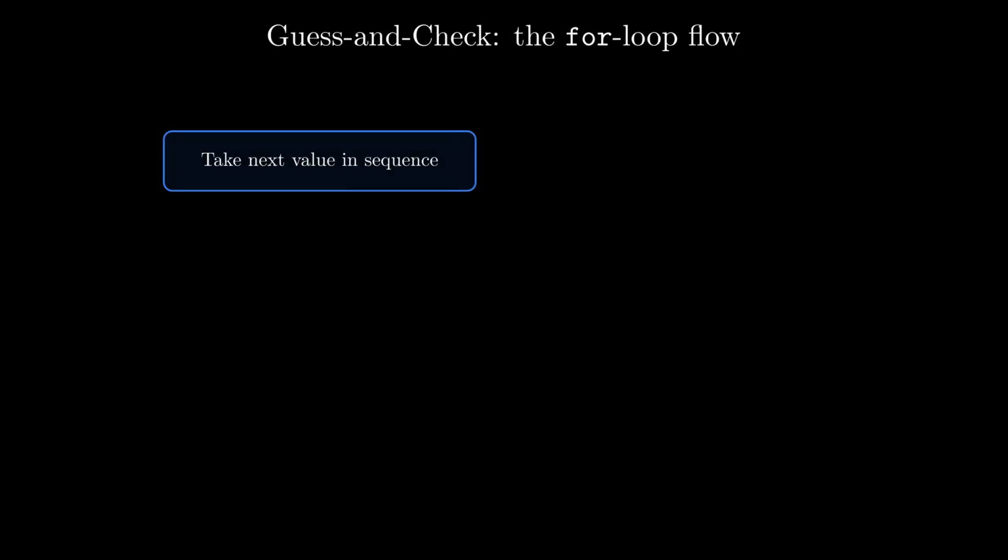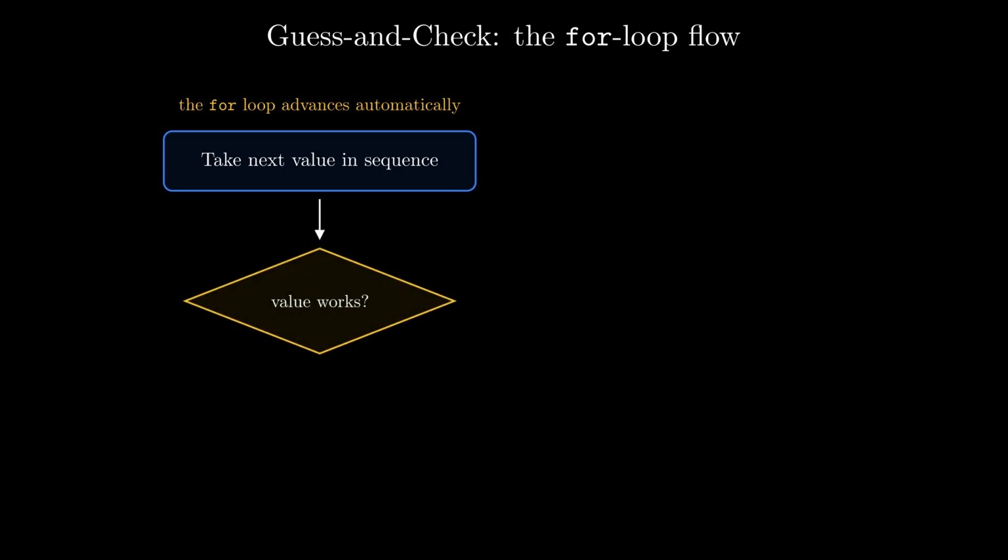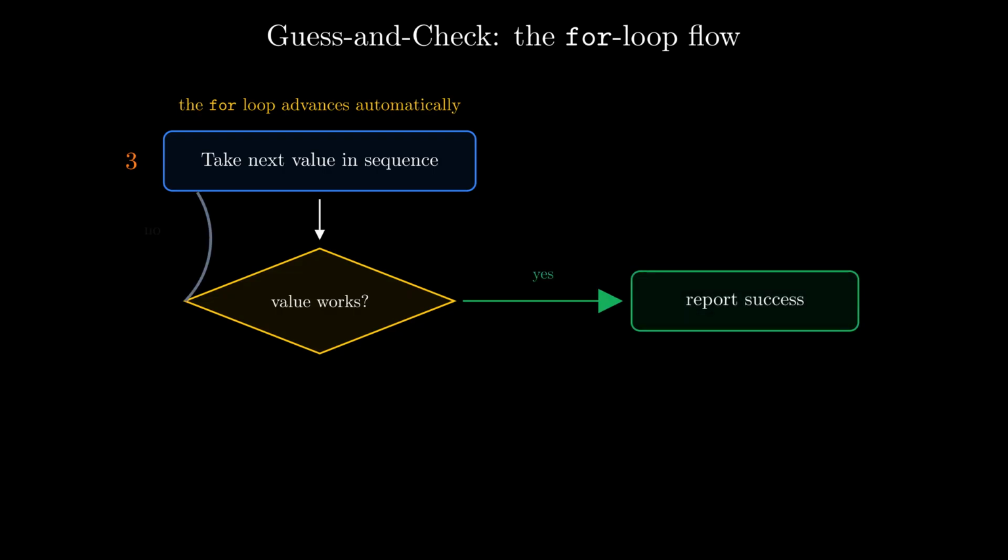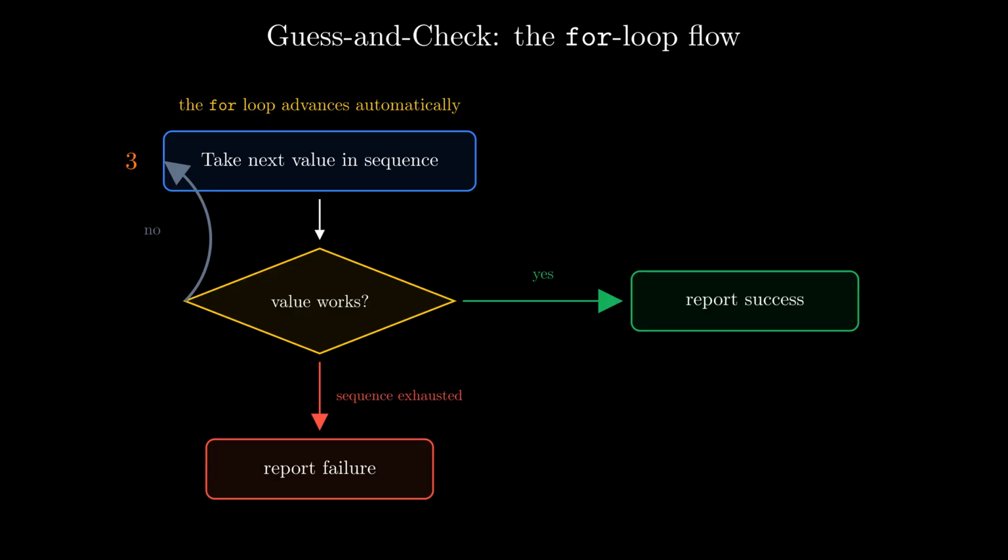Guess and check means trying every candidate in a range until one works. A while loop can do this, but it forces you to manage the counter by hand. A for loop is the better fit because it iterates an exhaustive set of values automatically. Picture the flow. The loop walks through every possible value one at a time. If it finds a solution along the way, great. When it exhausts the list without finding one, that's where we report failure. The for loop grabs the next value for us every time.